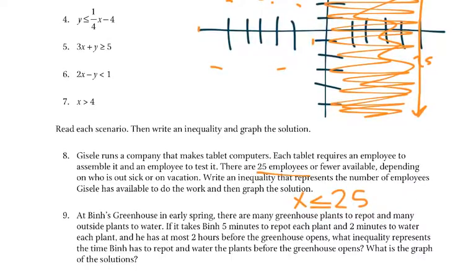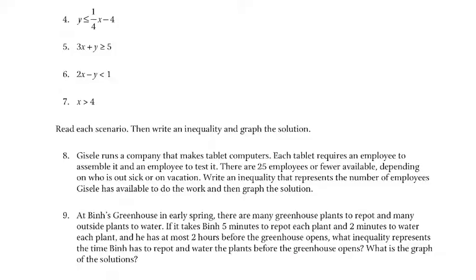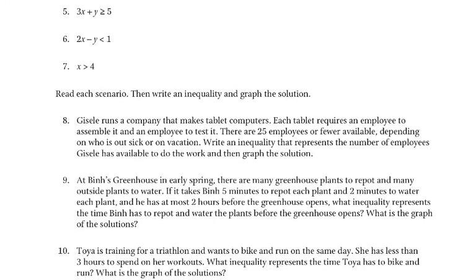So let's see. At Ben's greenhouse in early spring, there are many greenhouse plants to repot and many outside plants to water. If it takes Ben 5 minutes to repot each plant and 2 minutes to water each plant, and he has at most 2 hours before the greenhouse opens, what inequality represents the time Ben has to repot and water the plants before the greenhouse opens? What is the graph?